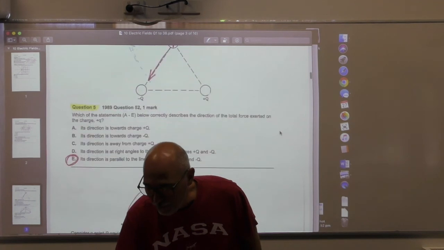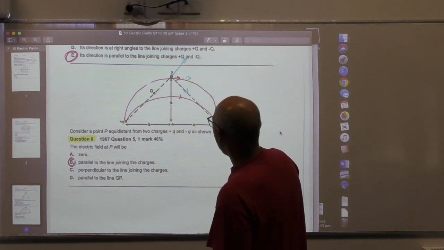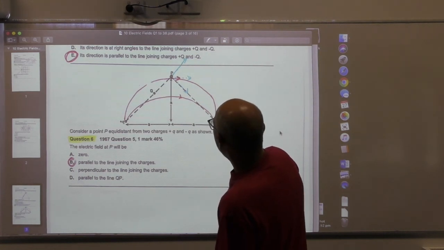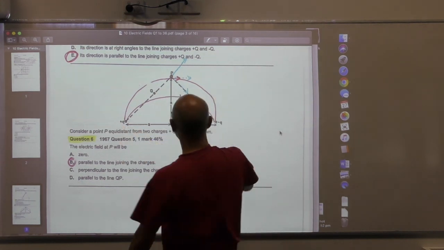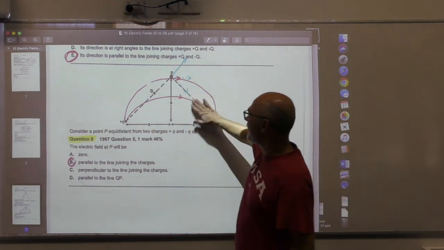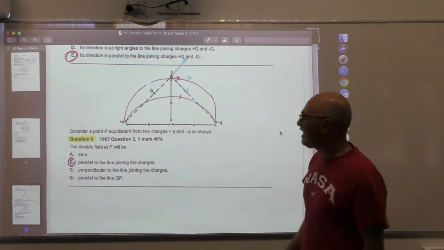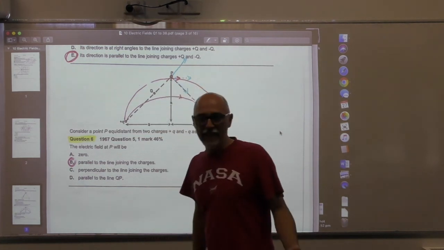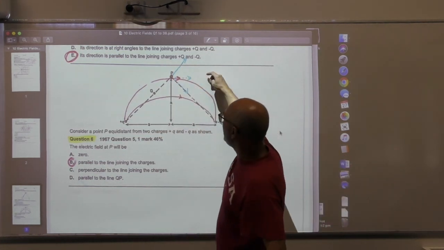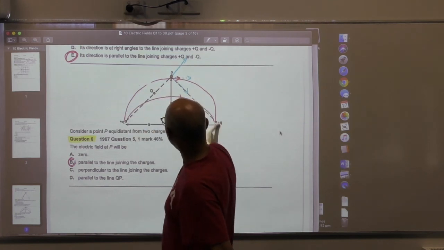Okay, so the next one, question 6, okay? Question 6, very similar. Consider a point P equidistant from two charges, plus Q and minus Q. So you've got the two charges, and what I did here is I drew in my field that moves through this area, okay? Now, traditionally, that's all I really do, okay? I'll look at the field, at the shape of the field. With a bit of experience, you tend to get it right 99% of the time. And you can see that as this is in the midpoint, these lines are going to have their maximums around through here, okay?